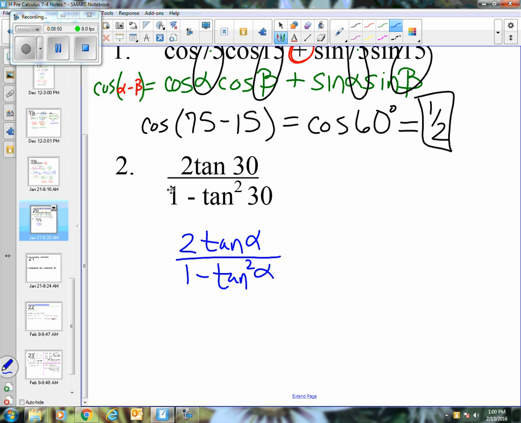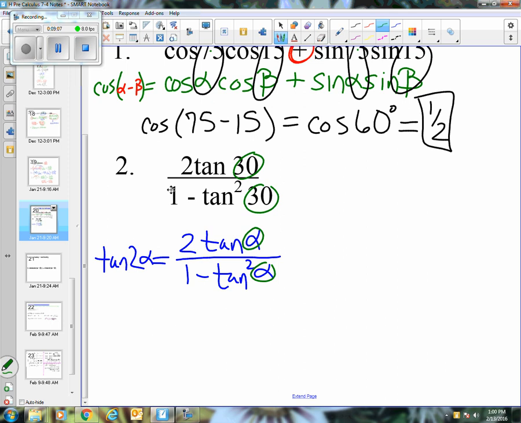What do you think? Kind of a good match? What is that a formula for? Well, that's a formula for tangent of twice an angle, right? Tangent of the double angle formula, and they maybe use thetas, but same idea. So what is our alpha angle that we're looking at? Well, it looks like that's our 30 degrees.